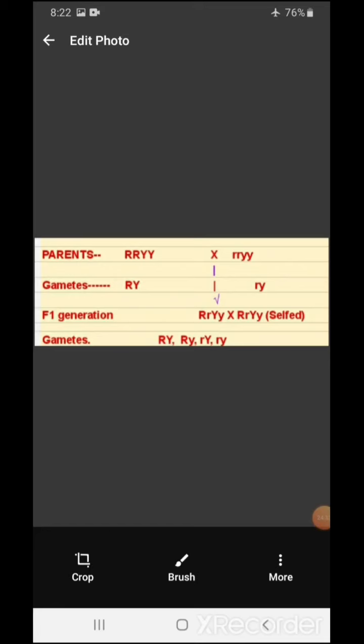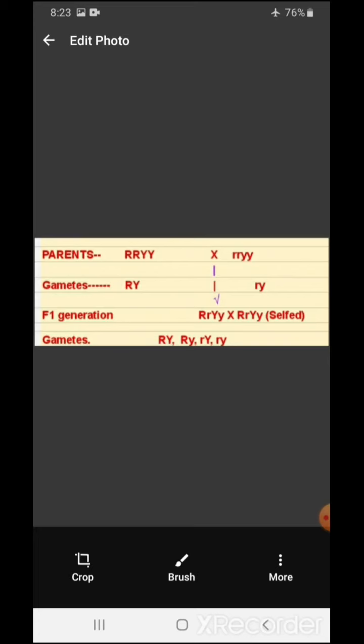So this is the basic one. The 2 contrasting characters for parents: capital R, capital Y for round seed with yellow cotyledon, and small r, small y for wrinkled seed with green cotyledon. They produce gametes: capital R, capital Y, whereas small r, small y produces the gametes small r, small y. What is the F1 generation? The capital R, small r, capital Y, small y is the F1 generation. All are round seed with yellow cotyledon.